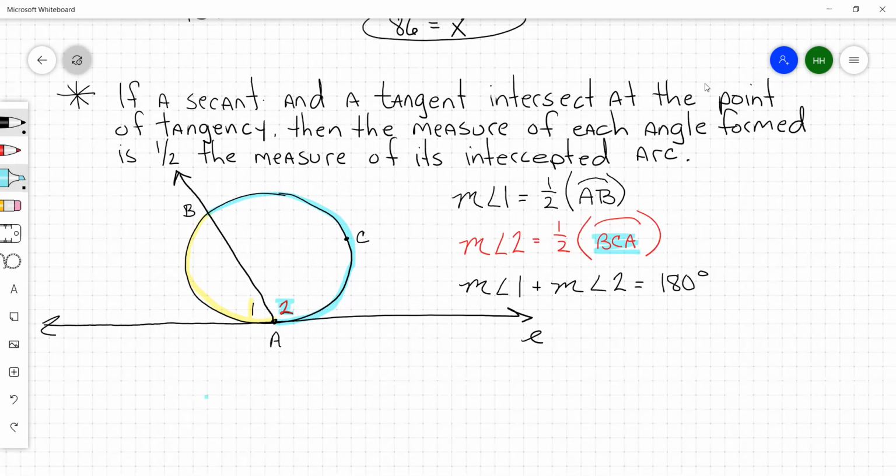So I'm sure you'll be asked a question about that. And then the measure of arc AB plus the measure of arc ACB. What's the sum of those two arcs? The yellow arc and the blue arc. Think about it for a second. Tony, what's the sum of those two arcs? Very good, 360.